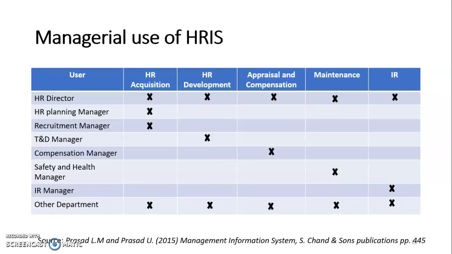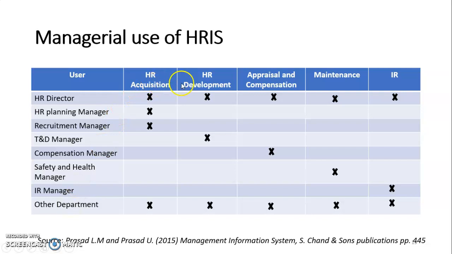If we see this table, here we can see the users at different levels: HR director, planning manager, recruitment manager, training and development manager, compensation manager, safety and health manager, industrial relations manager. They are nothing but the functional managers of human resource management functions, including other departments.